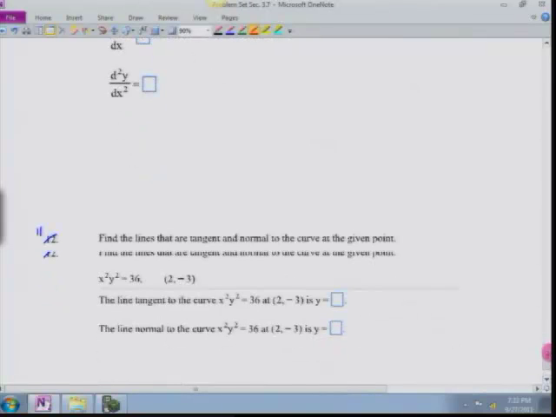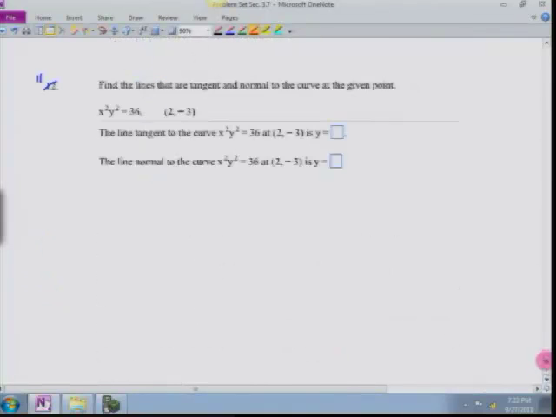Well, see, I took one out after I created it. There used to be 12, and now there's not. I'll show you the work for the other one. Okay, find the lines that are tangent and normal.